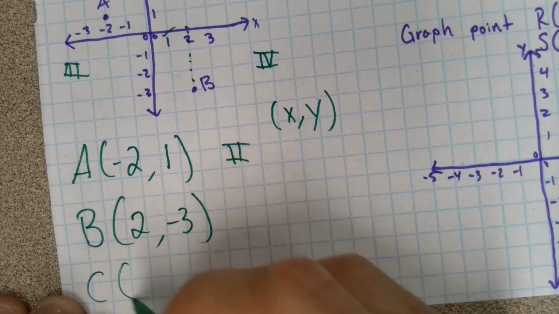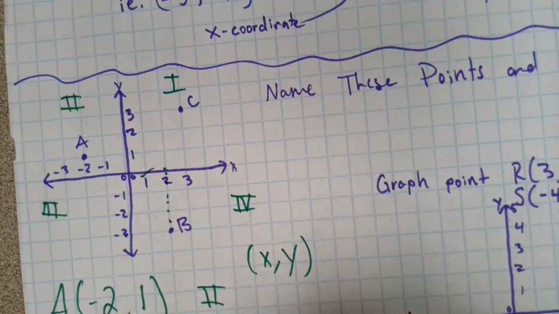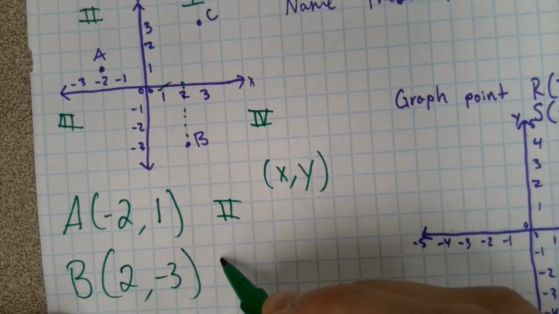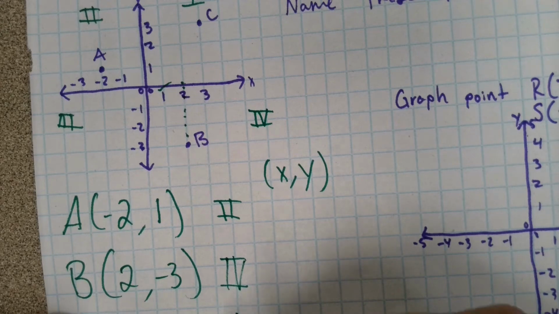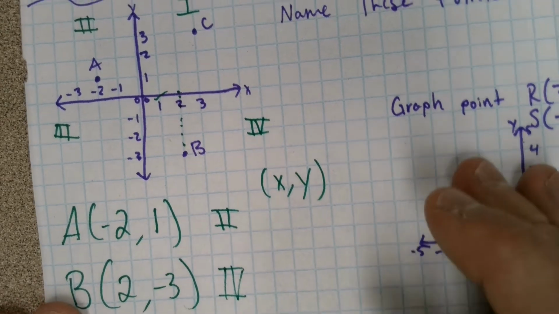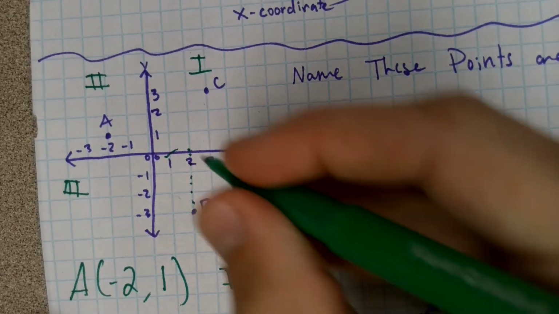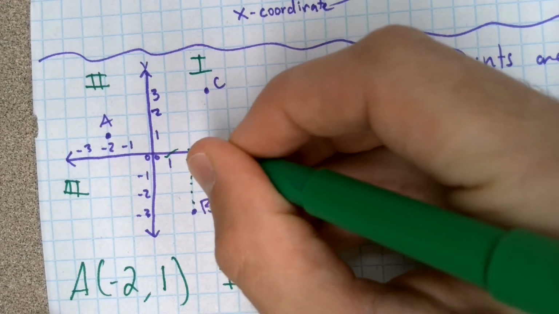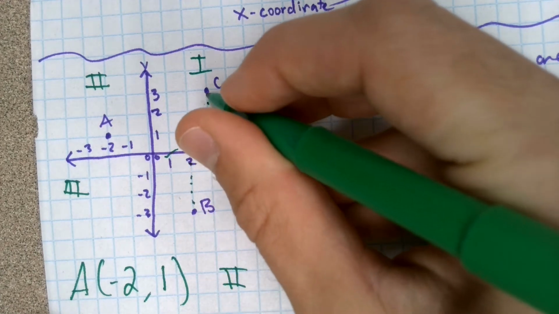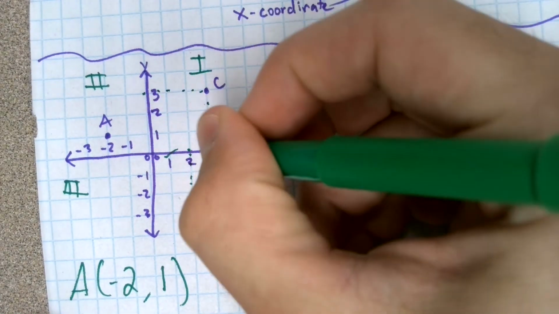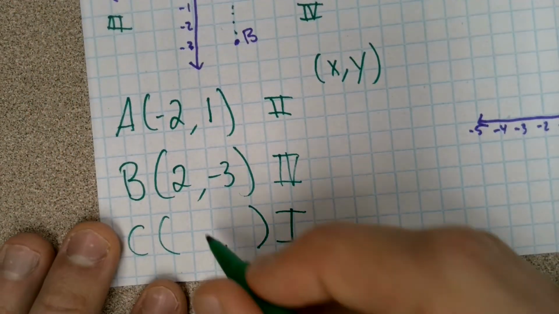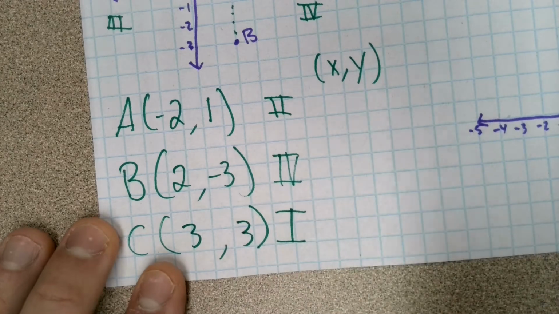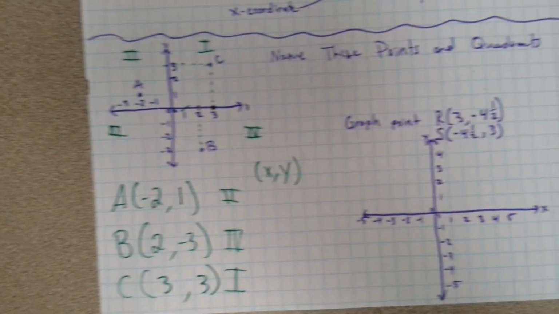And finally, C. Oh, and this one is in quadrant 4. And C, we have in quadrant 1. You know, our quadrant 1 is positive, positive. So we start with our X always, go over to 3, and go up 3. See where those line up with 3, 3. So we know that C is 3, 3. Zoom back out here a bit.